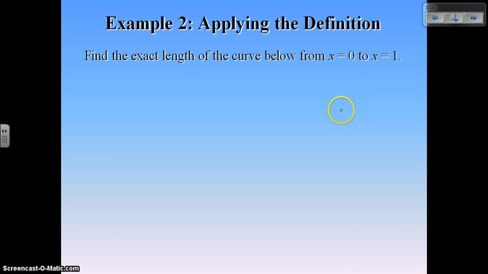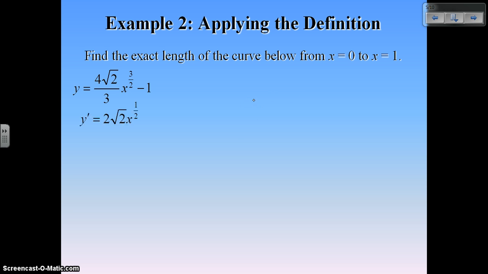Right, find the exact length of the curve below from 0 to 1. Here's our curve right here. Now again, this one looks nasty. This looks very, very nasty. But you'll notice as we go that it actually does simplify quite a bit.